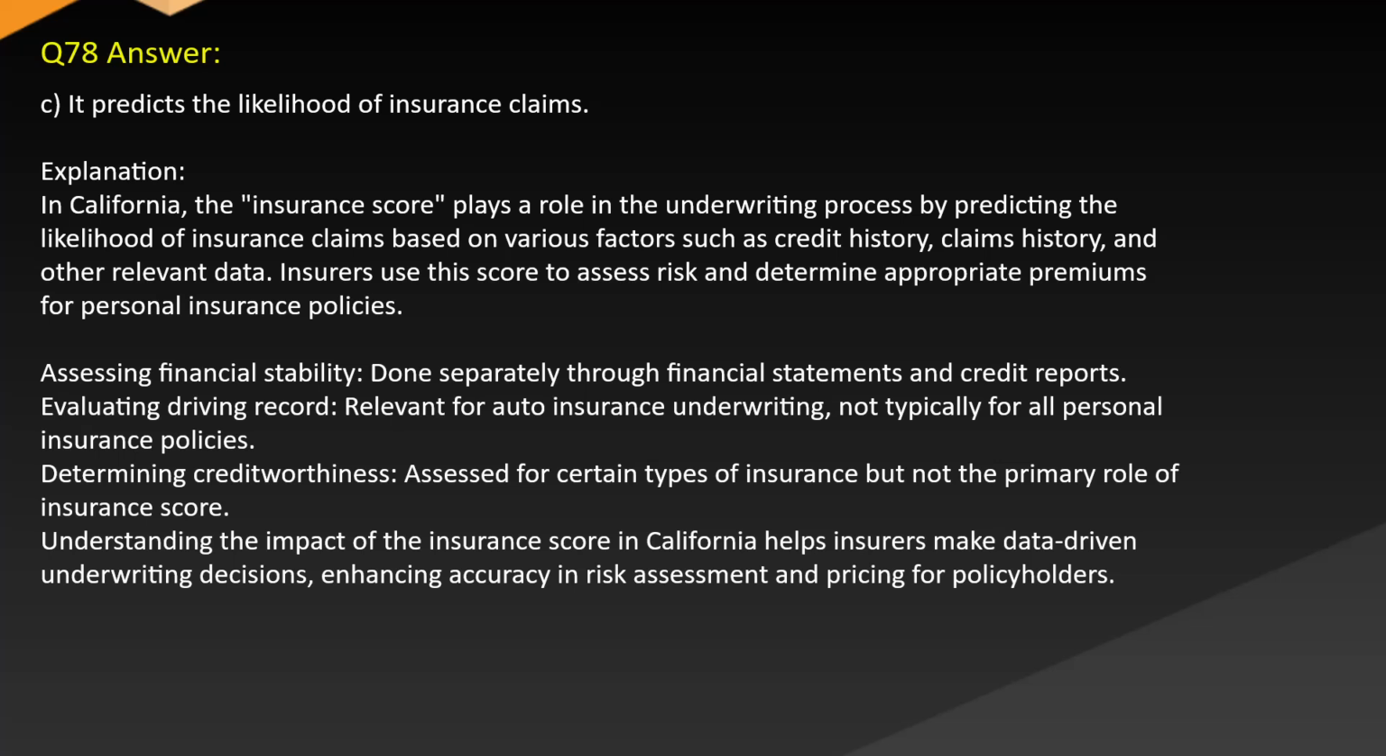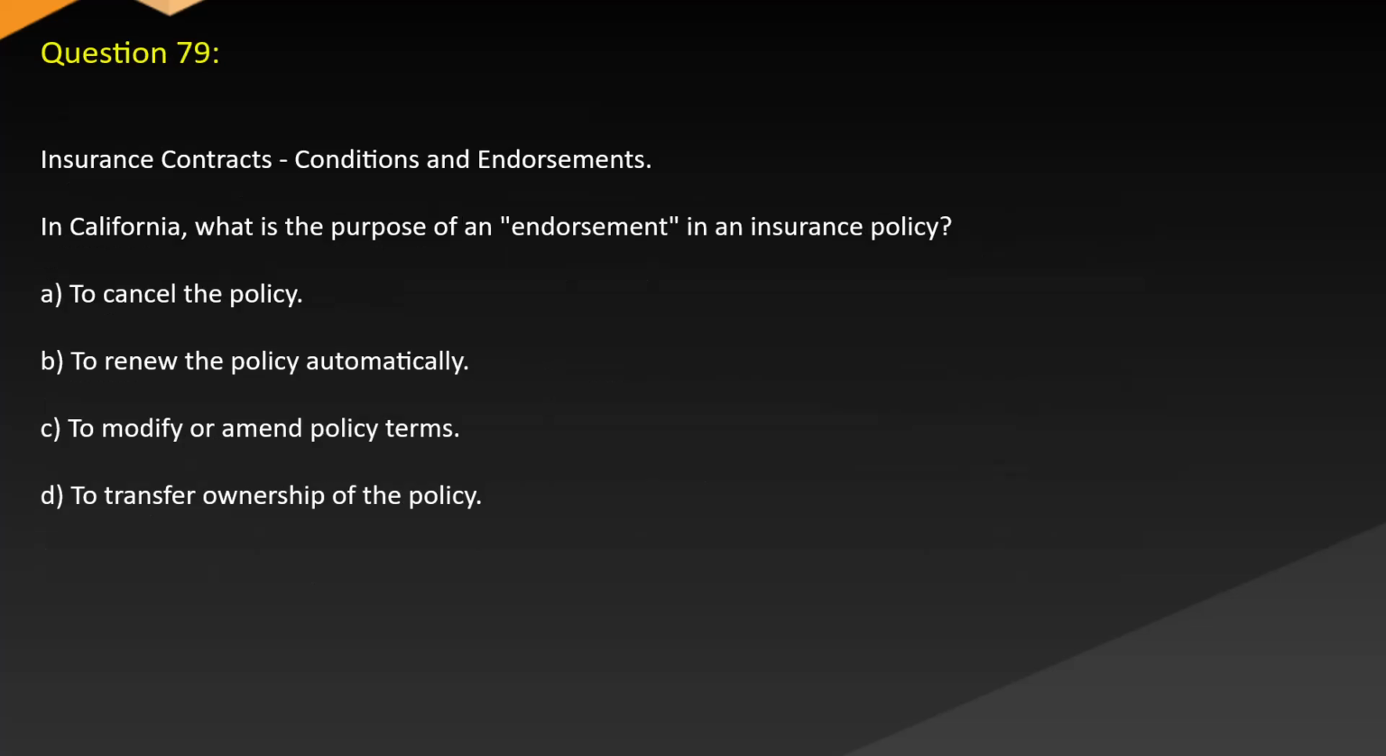Assessing financial stability is done separately through financial statements and credit reports. Evaluating driving record is relevant for auto insurance underwriting, not typically for all personal insurance policies. Determining creditworthiness is assessed for certain types of insurance but is not the primary role of the insurance score. Understanding the impact of the insurance score in California helps insurers make data-driven underwriting decisions, enhancing accuracy in risk assessment and pricing for policyholders. Question 79.